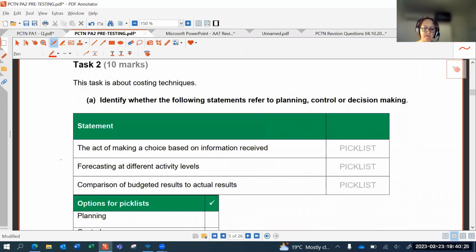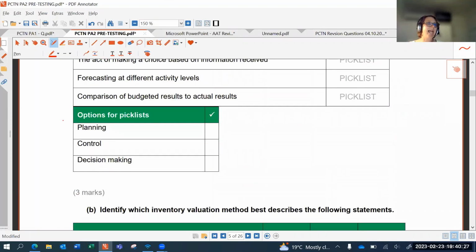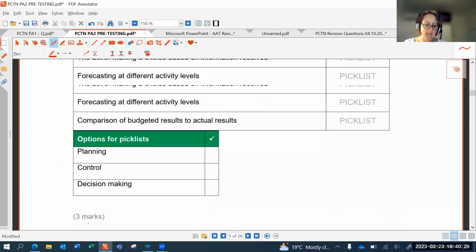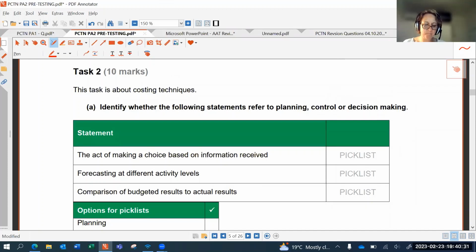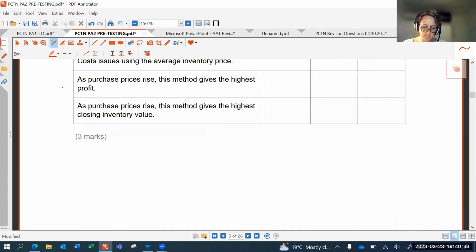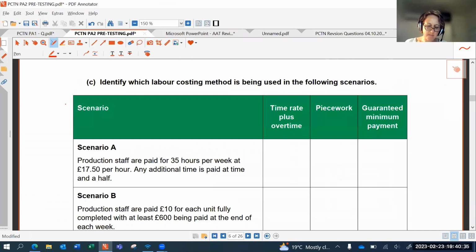So task 2 has various things in. We're not going to do all of them. I was just going to focus on the labour element of this. But this is AAT Sample Assessment 2. This is task number 2. And we're in part C.